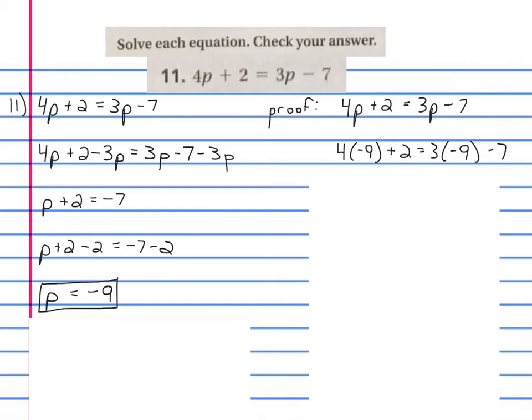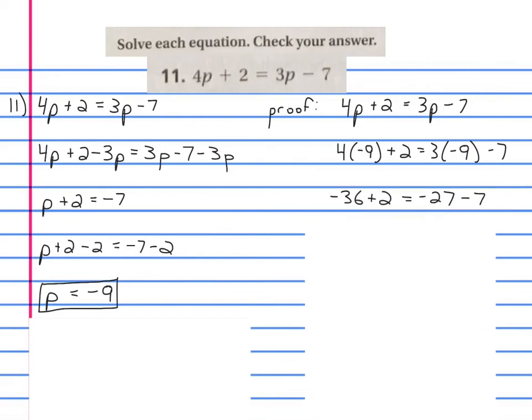Okay, now what do? Well, now I need to simplify. What do I simplify first? I got to do this multiplication before I can do this addition. Likewise over here, I need to do this multiplication before I can do that subtraction. Okay, so 4 times negative 9 is negative 36. And then we've got the plus 2. 3 times negative 9 is negative 27, and then I've got the minus 7. The last thing that's left to do is combine these, and I get negative 34.